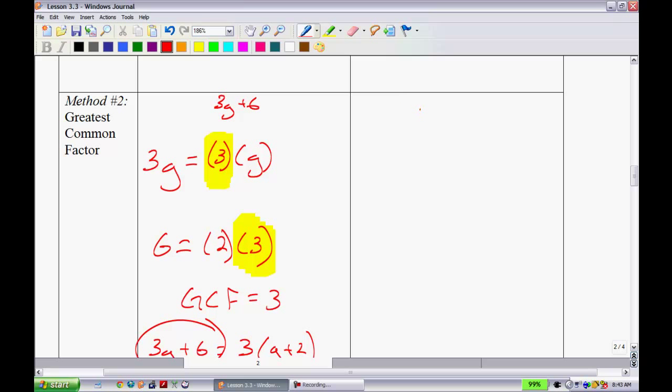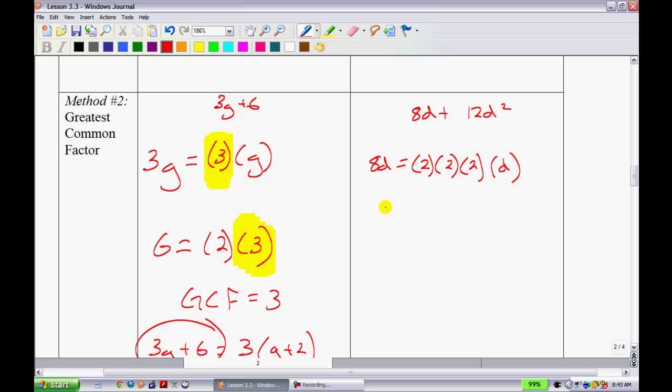Now let's look at that next one that was a little bit tougher, the 8d plus the 12d squared. If you start with the 8d, alright, we know that we have a 2 that divides into it. So if I divided it by 2, I'd have a 4d. If I divided it by 2 again, I'd have a 2d. And if I divided it by 2 again, I would just have the d left. So I can write this as 2 times 2 times 2 times d.